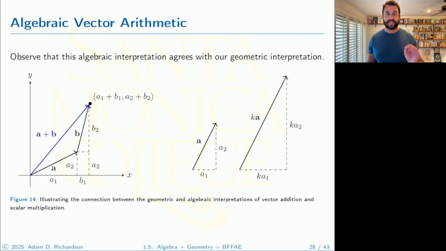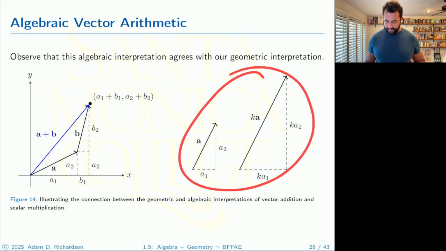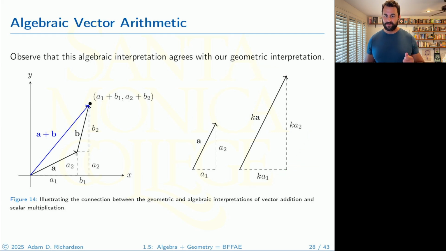And what's cool is this actually corresponds with our geometric interpretation. I've got these detailed pictures here and here. The scalar multiplication one is the easiest, I think. Here's the vector A, and here are its components, A1 and A2. If we wanted to stretch this by a factor of K, we stretch each one of those components by a factor of K. Multiply A1 by K, multiply A2 by K, and that's what you get right there.